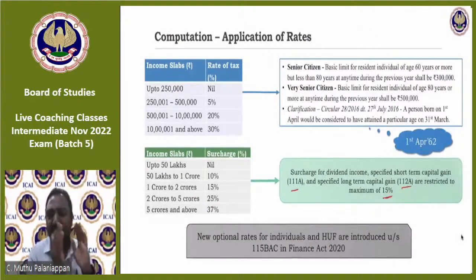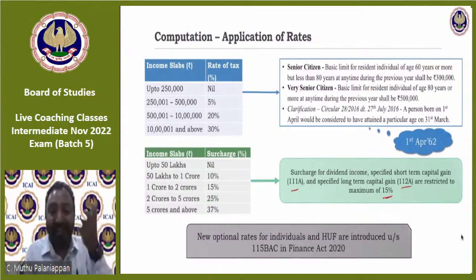So rather than trying to mug up or remember exactly what it is about, if you understand the concept, why there is a restriction of 15% to these particular heads of income, you will not forget it. You need not remember it because you know the concept. The restriction of 15% is because the tax rate of short-term and long-term capital gain under these 2 sections itself is 15% or less. So that's why there is a restriction of 15%.